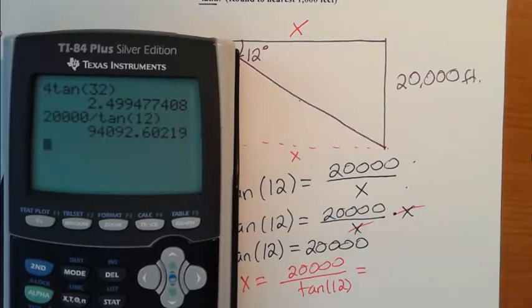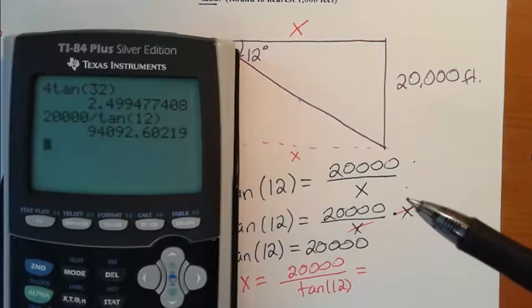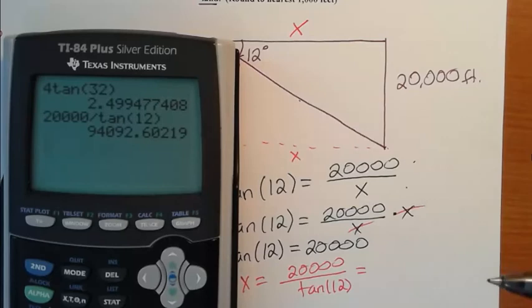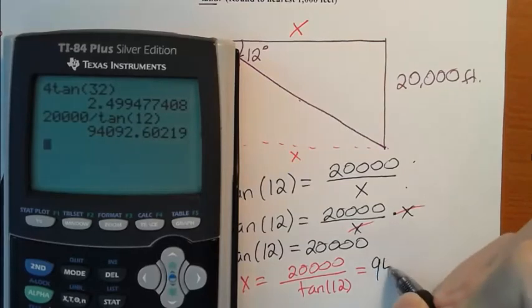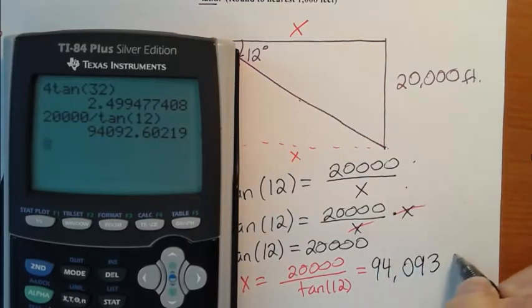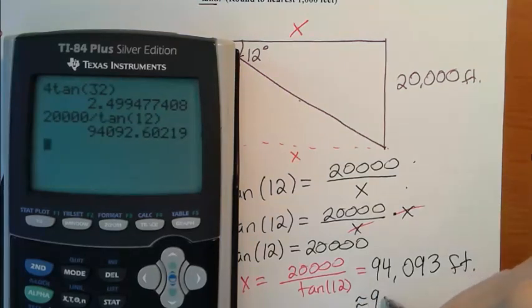And we get 94,092.6 feet. We are rounding to the nearest 1,000 feet. So that would round up to 94,093 feet. Actually, well, round to the nearest 1,000 feet would be 94,000 feet. So we can say our answer is about 94,000 feet that they would need.